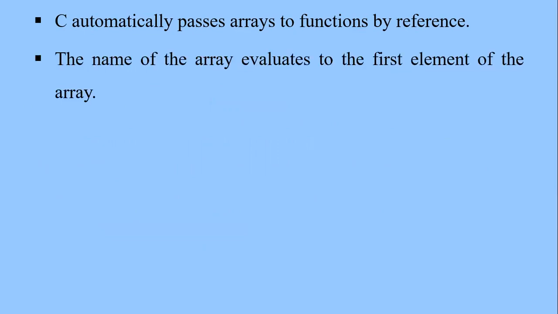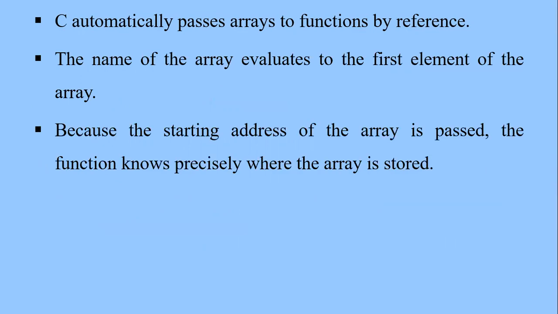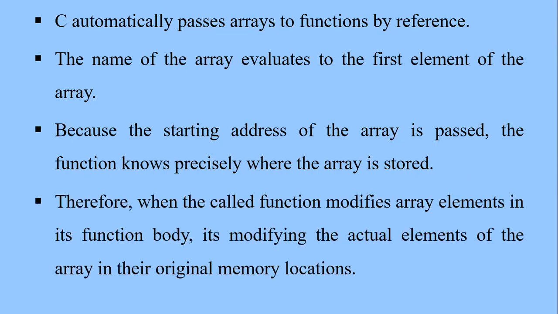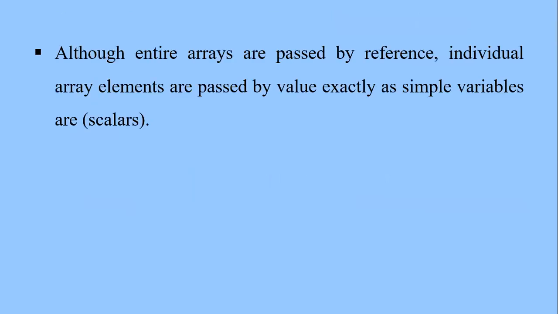The name of the array evaluates to the address of the first element of the array. Because the starting address of the array is passed, the function knows precisely where the array is stored. Therefore, when the called function modifies array elements in its function body, it's modifying the actual elements of the array in their original memory locations. Although entire arrays are passed by reference, individual array elements are passed by value exactly as simple variables are. In other words, as scalars.